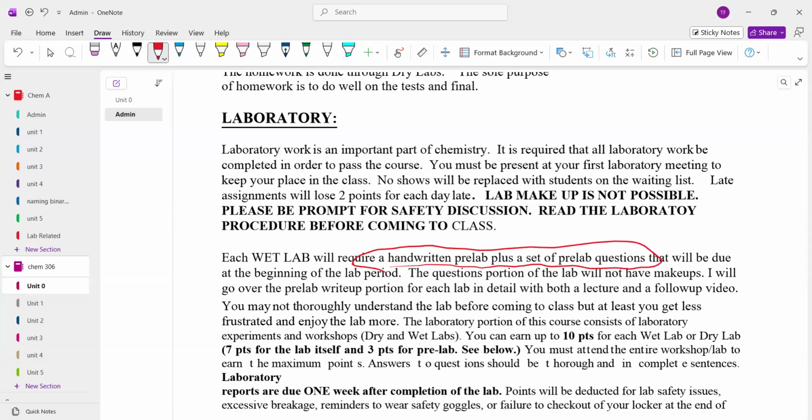Okay, dry labs do not require a handwritten pre-lab. It's only for wet labs. Wet labs mean when glassware is out and chemicals are out. Dry labs are basically worksheets with me being around to answer questions for you.